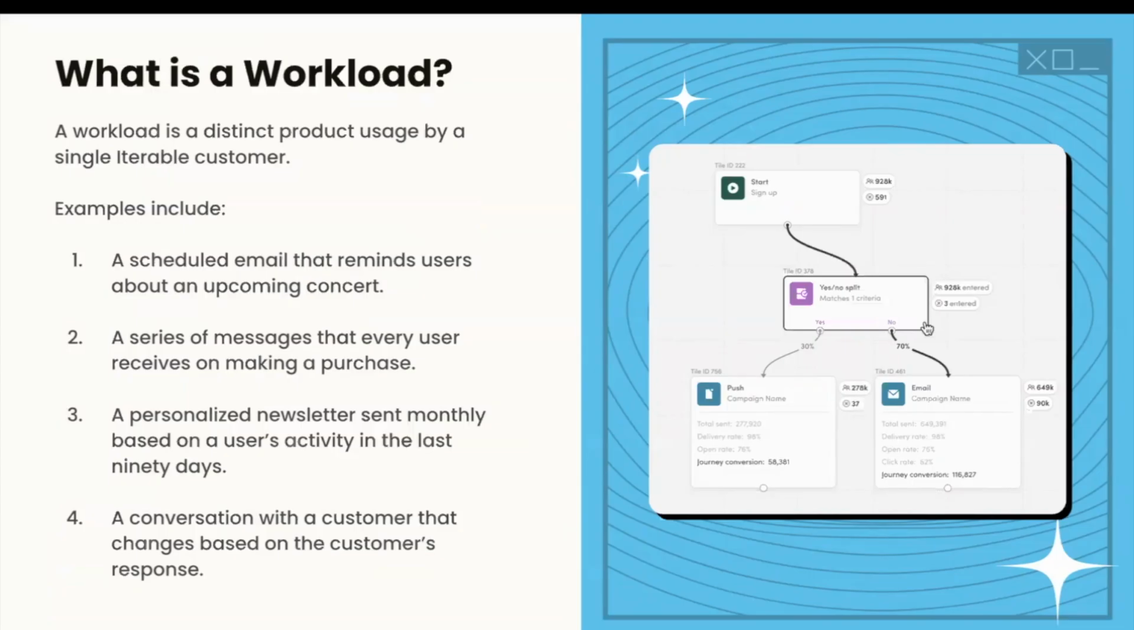A series of messages that every user receives on making a purchase. So if you buy something from one of our customers, a lot of times that order confirmation email that you get is actually coming from Iterable. You wouldn't know it because obviously we don't put our name on it. It's the customer's email. But that data of what you purchased and how you purchased and what was in your cart and what you took out of your cart, all of that is being sent to Iterable.